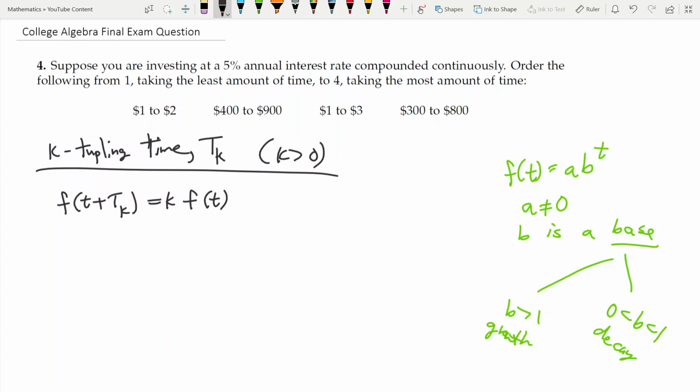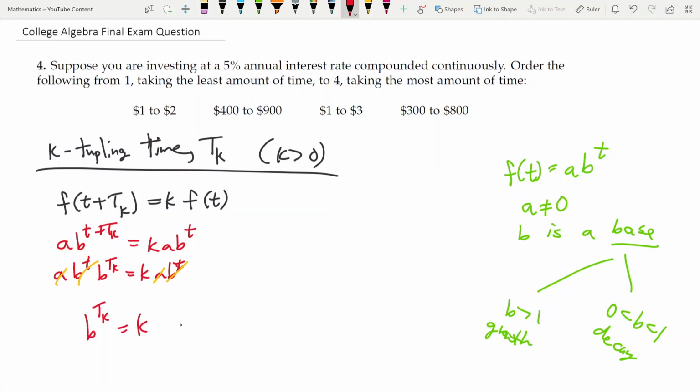But note that if you plug this in, you will get a b to the t plus t_k equals k times a b to the t. This is really just a b to the t b to the t_k equals k a b to the t. And we have some cancellations, so we end up with b to the capital T_k equals k, which of course if you solve for capital T_k, it's just log base b of k.